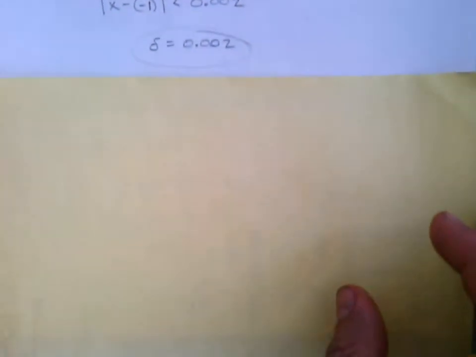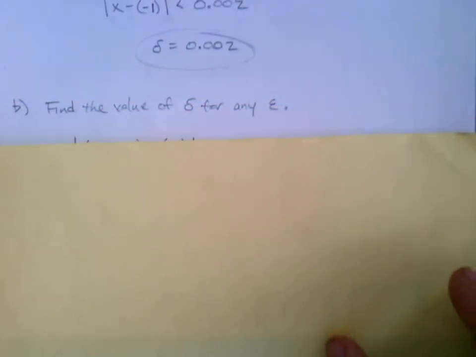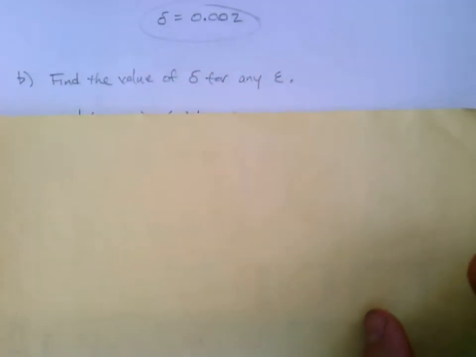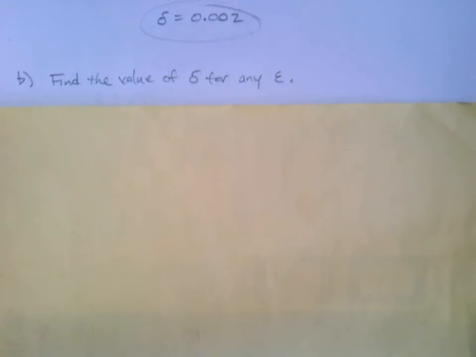What do I have in part B? Kind of a natural follow-up. Let's find the value of delta for any epsilon. We're not going to give it a value. We're going to say any value of epsilon you pick, any small number. What's the value of delta? And we're really looking for the relationship between epsilon and delta.